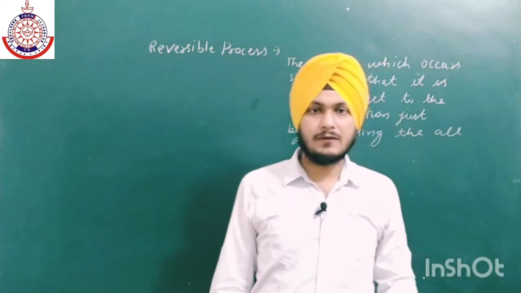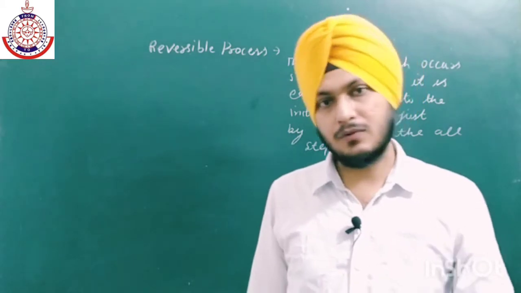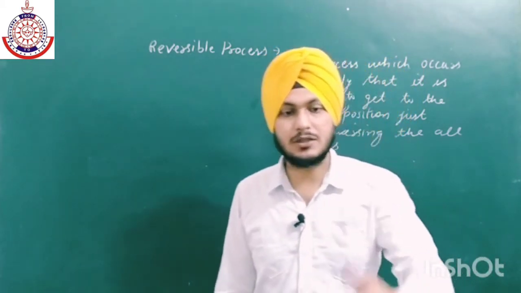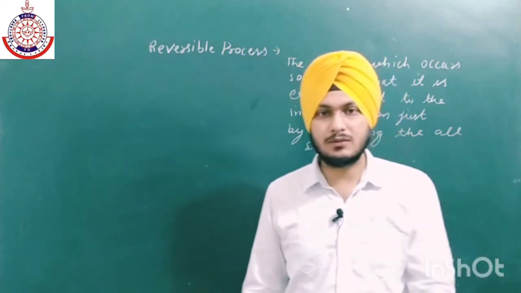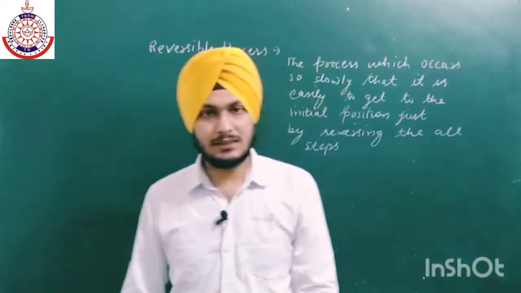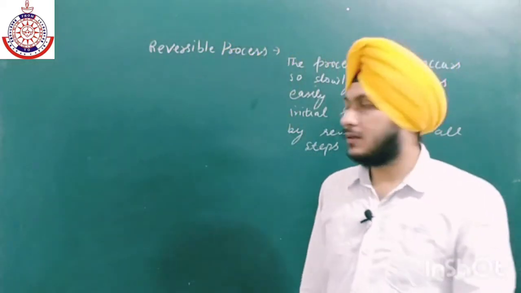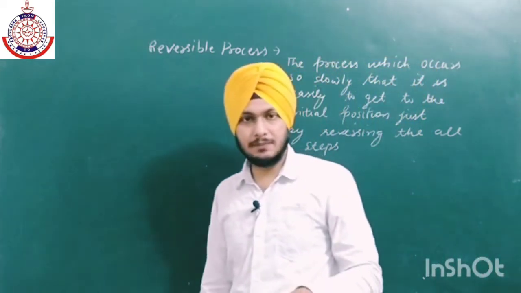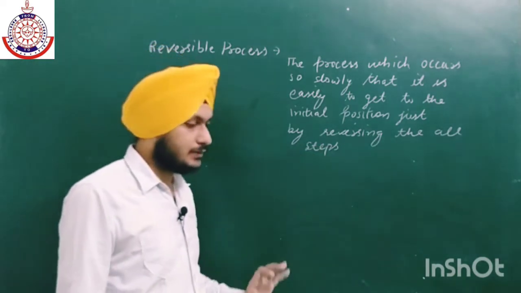For example, if I take a step and then move back, it is quite easy for me to get to the initial position. But if I take 3 or 4 steps, more than one step, then it is not easy for me to get back to the initial position. So this is the major difference between a reversible process and an irreversible process. We can easily get to the initial position just by reversing all the steps.